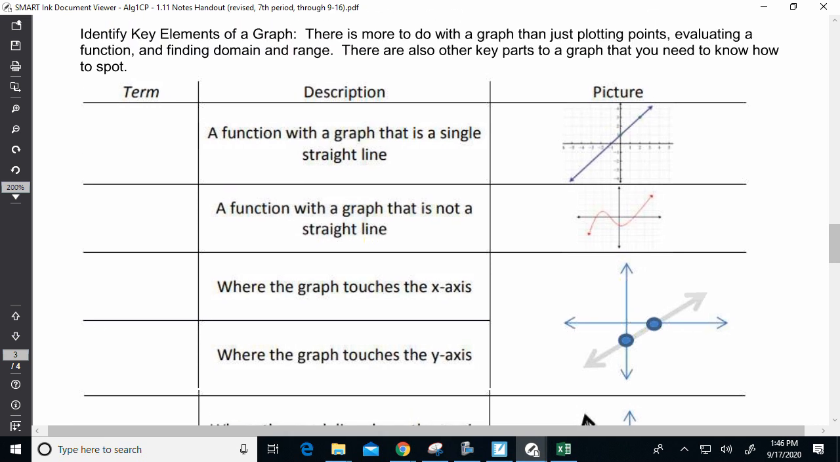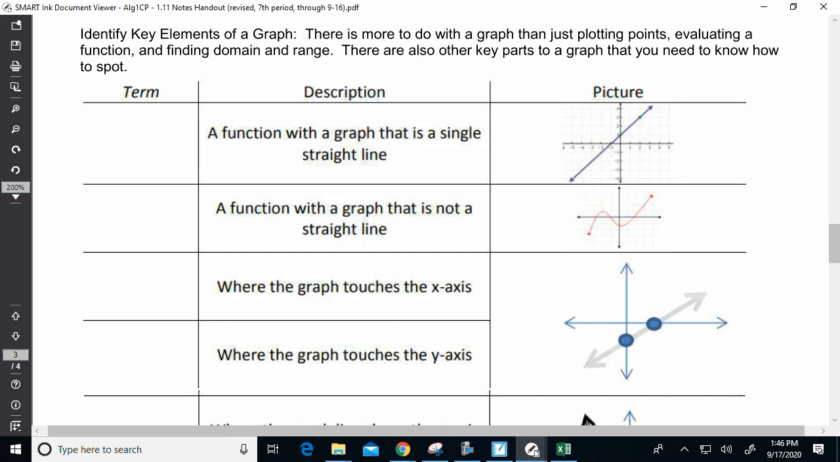So we plotted points, we've evaluated the function, we found domain and range. There are more things that you can do with a graph than just those things. So, there are other key parts of a graph that you need to know how to spot. So we're going to go through each of these definitions. You have to know what it means in order to be able to identify it. I'm going to tell you what the name of it is, what it means, and for each one there's a picture that goes with it.